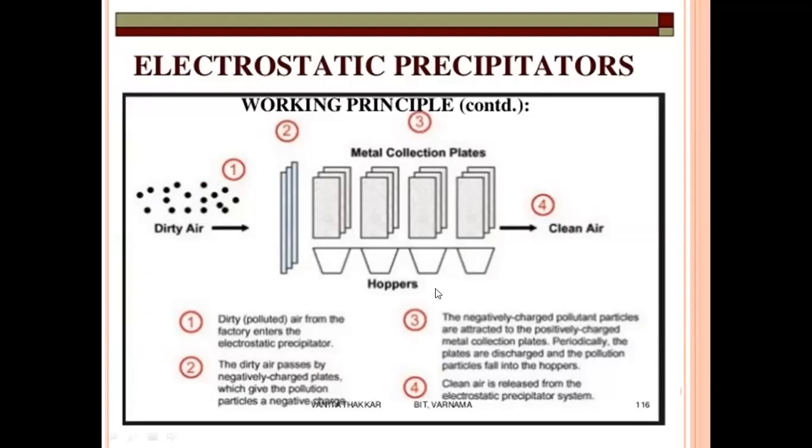Working principle: dirty air from the factory enters the electrostatic precipitator. The dirty air passes by a negatively charged plate, which gives the pollution particles a negative charge. The negatively charged particles are attracted to the positively charged metal collection plates. Periodically, the plates are discharged and the pollution particles fall into the hoppers. Clean air is released from the electrostatic precipitator system.